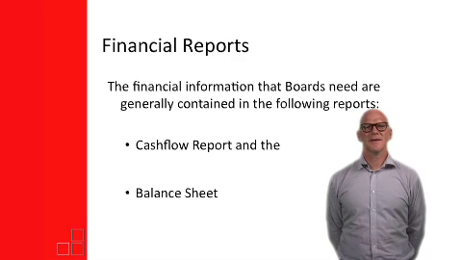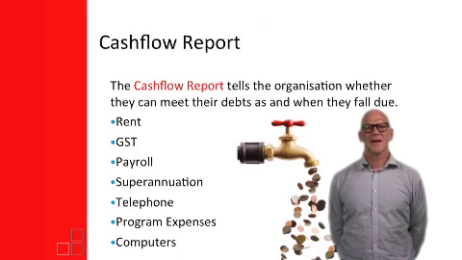In this, the second session, we'll look at the most common types of reports used and the differences between them. In particular, we'll look at the cash flow report and the balance sheet. Cash flow refers to the funds coming in and going out of your organisation. For example, grants received, interest earned, wages paid and utility bills.